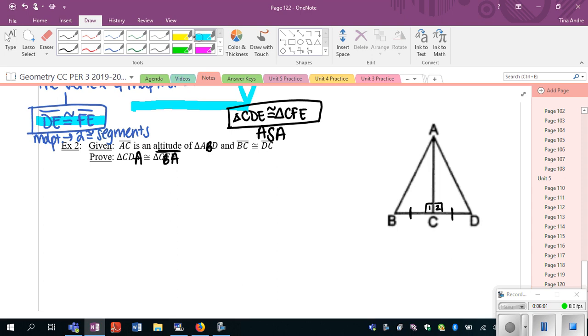And if I'm trying to prove CDA congruent to CBA, right away I'm thinking about my 5 methods. And I only have 2 things marked in each picture, but I'm thinking about my reflexive property here. I'm thinking about that shared side. So then this would be side angle side is what I see here.